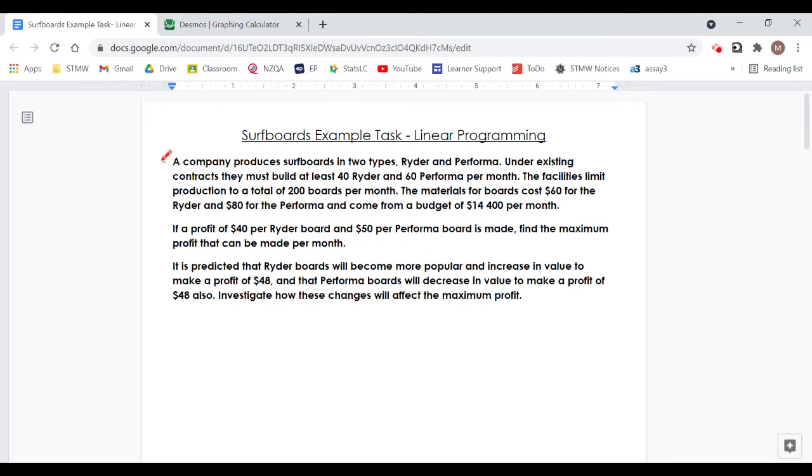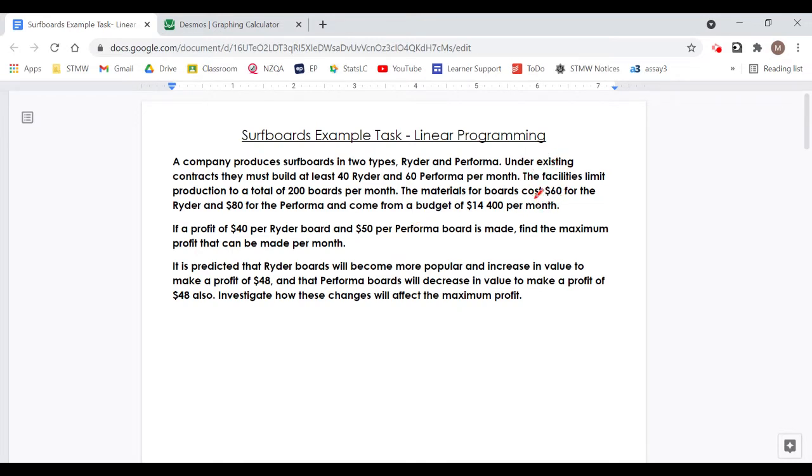My first sentence: a company produces surfboards in two types, rider and performer. And later on, the question overall is to find the maximum profit that can be made per month. And that is based off $40 per rider board and $50 per performer board. Well, I'd need to know how many of each of those boards to get the total profit. So that's what I'm going to be labeling as X and Y.